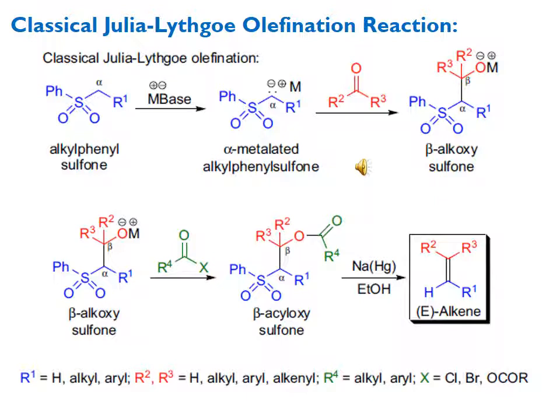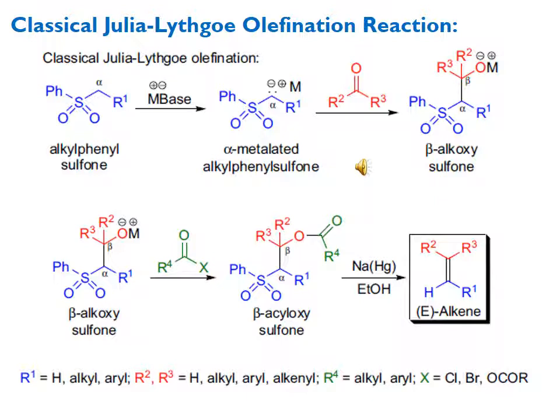Here are the different groups which are present in this reaction. R1, which is present in this alkyl phenyl sulfone, can be hydrogen, an alkyl group, or an aromatic aryl group. R2 and R3 of the ketones can be hydrogen, alkyl, aryl or alkenyl groups. That is, this reaction is favorable for aldehydes, ketones, or alpha beta unsaturated ketones or aldehydes. And R4 is from the acylating group, and this also can be an alkyl group or aryl group.